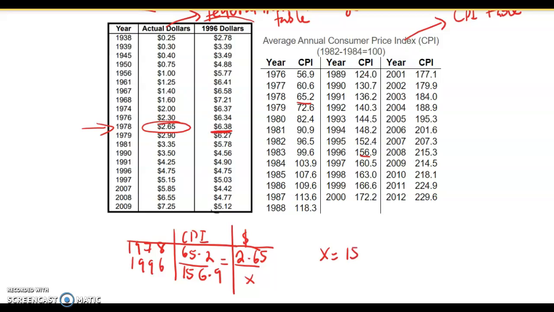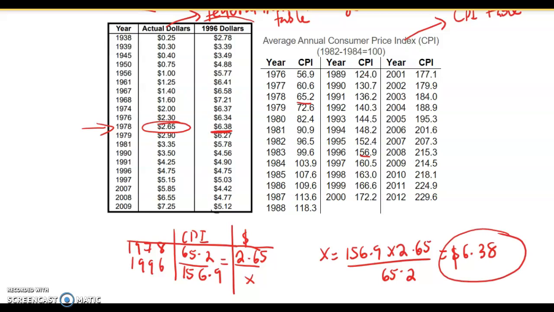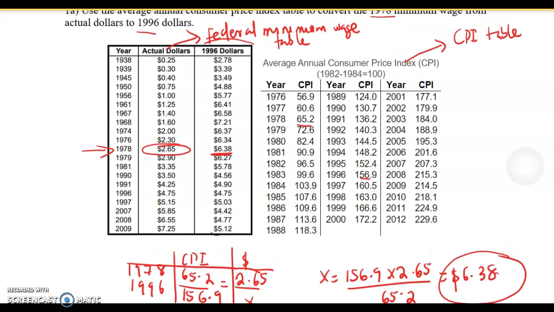In solving for x, you have to apply cross product. We're going to multiply 156.9 by 2.65, and you divide the whole thing by 65.2. This gives you 6.38 cents if you round it to two decimal places. Now you realize that this value that we just calculated is consistent with what we have on the federal minimum wage table for 1996.